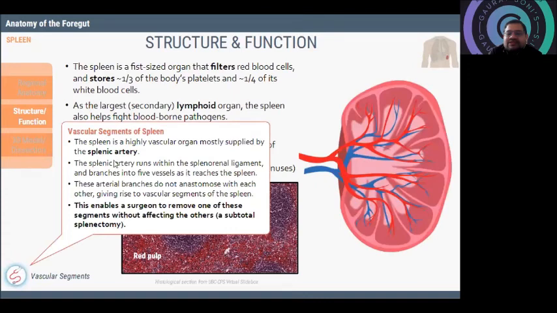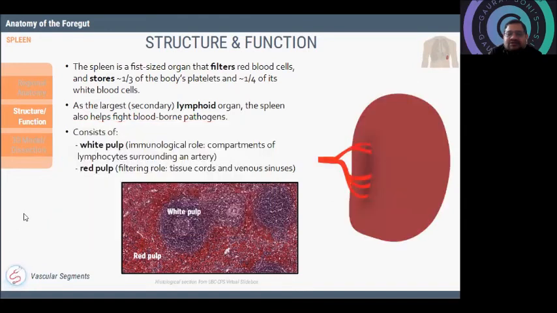Vascular segments are important here. The spleen is a highly vascular organ, mostly supplied by the splenic artery. The splenic artery runs in the splenorenal ligament and branches into five vessels as it reaches the spleen. These branches do not anastomose with each other, giving rise to the vascular segments of the spleen. This enables the surgeon to remove one of these segments without affecting the others. This is a small summary about the spleen. I think everybody knows the spleen is also known as the graveyard of the RBCs.